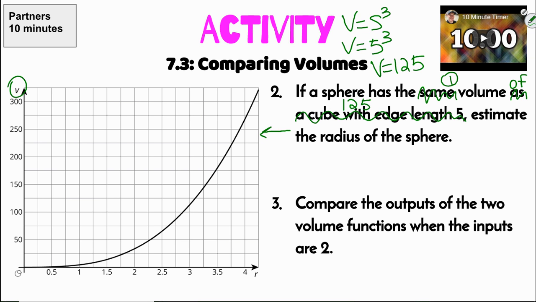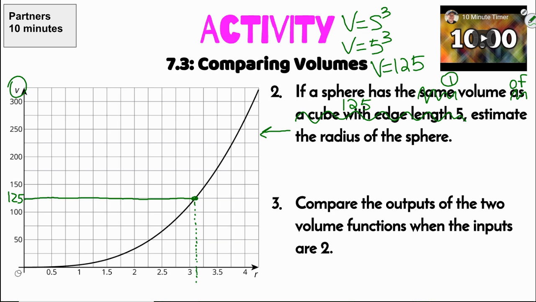So our volume is our dependent variable. It's going to be our vertical axis, our y-axis, and we have to find 125 on this graph. We talked about scaling last time, so here's where 125 is. And we're going to follow it all the way to our function, and then we're going to estimate.